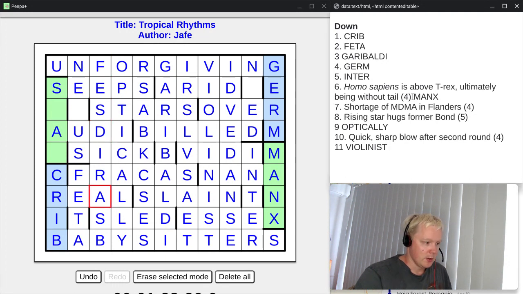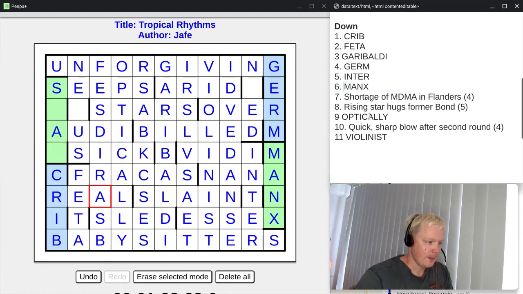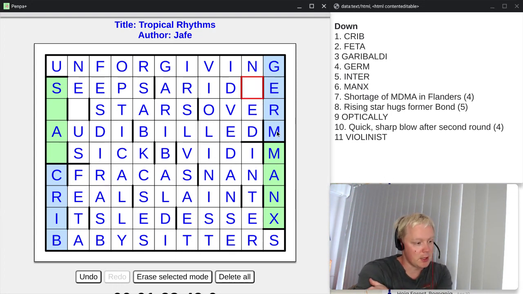But let's see. So this was Manx, and now we're looking for a word starting with M or later. Shortage of MDMA in Flanders. Now shortage, one word for shortage is need, and we had this answer here that looks like the word need. Looks like it can only be the word need, in fact. Let's try. A doesn't work. E does work. I think it can only be need.